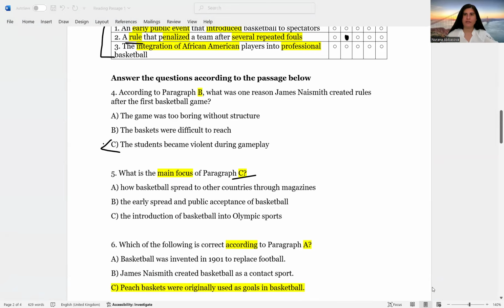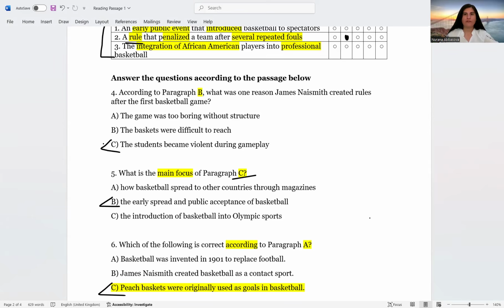Okay, 5. Yeah, most of you wrote B. Yes, very good. The early spread and public acceptance of basketball. And at the same time, to be sure, it is an easy text, but you must check the others as well. How basketball spread to other countries through magazines. We didn't read anything about it. The introduction of basketball into Olympic sports, again, nothing. So we are eliminating those answers as well.